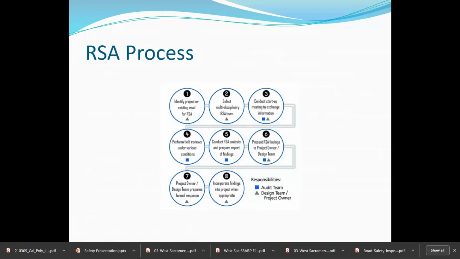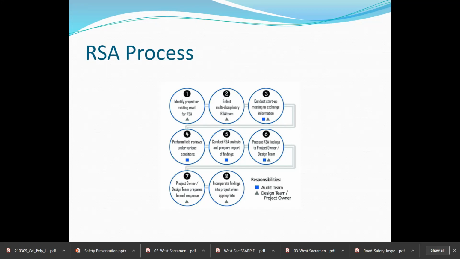So this is just a quick flow chart from the Federal Highway Administration that talks about the whole process. It has responsibilities assigned to it. If you see a blue square on one of these circles on part of the process, then the blue square is the responsibility of the road safety audit team. And if you see a gray triangle, that is the responsibility of the design team or the project owner.